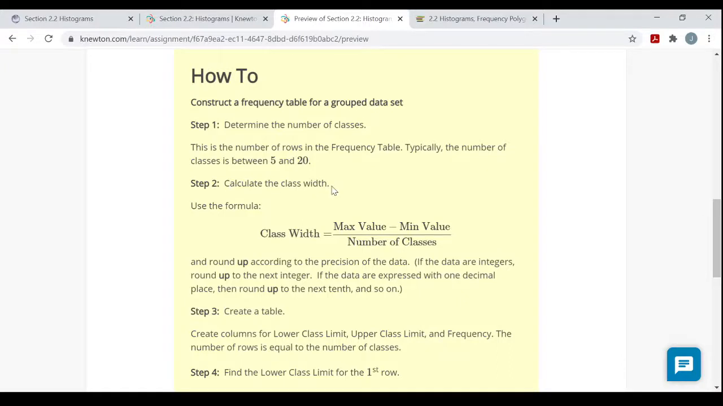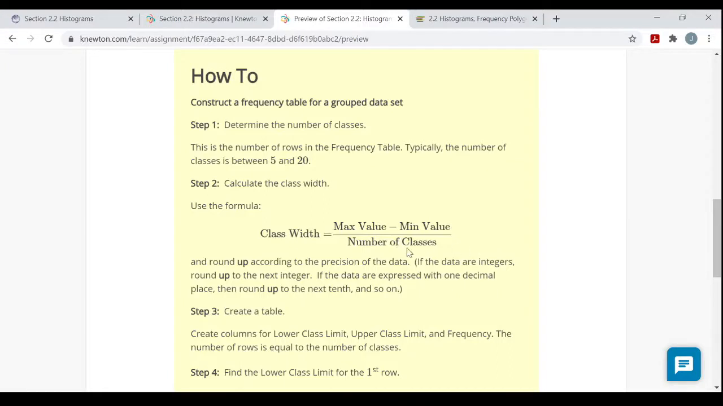Calculate that. Remember that class width that I mentioned? That's how wide each bar is going to be. Use the following formula. Class width: you take the largest data value, subtract the smallest data value. This is called the range, the largest data value minus the smallest data value. That's how far apart the data set is, how far spread it is.